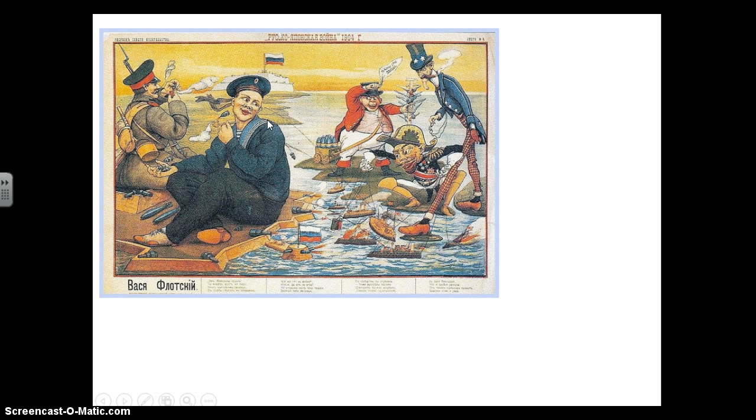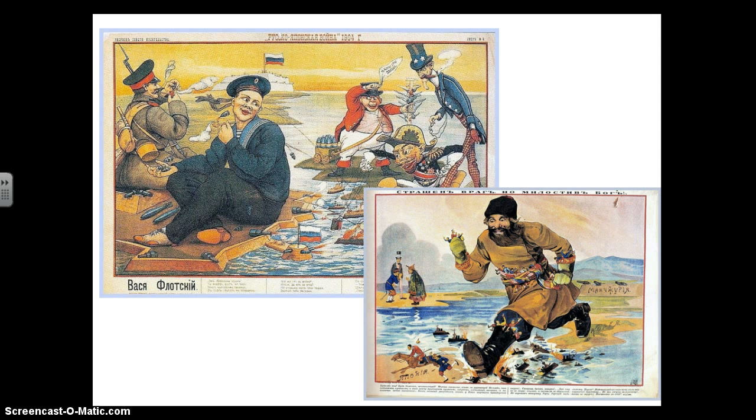But the Russians are portraying themselves as quite comfortable and confident that the Japanese will not be able to really affect them. Here's another Russian postcard from the time. Again, here's Russia sort of striding across, sending these Japanese fleeing because of their might and their power. What really happens, though, during the war?